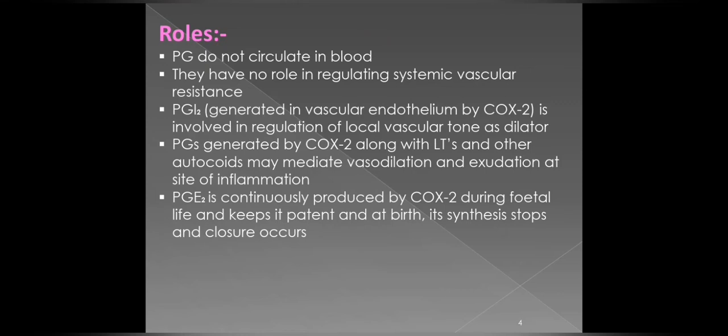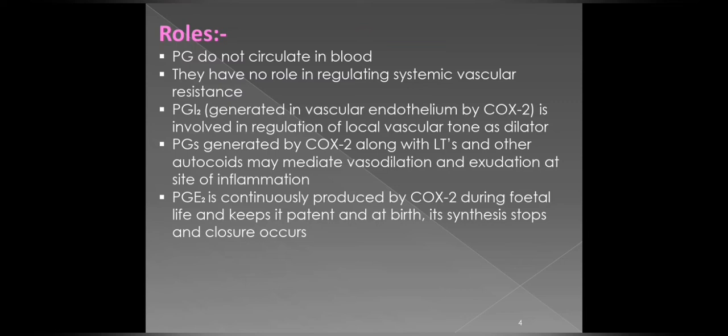Roles: prostaglandins do not circulate in blood, so they do not have any role in regulating systemic vascular resistance. Prostaglandin I2 generated in the vascular endothelium by COX-2, that is cyclooxygenase 2, is involved in the regulation of local vascular tone as a dilator.